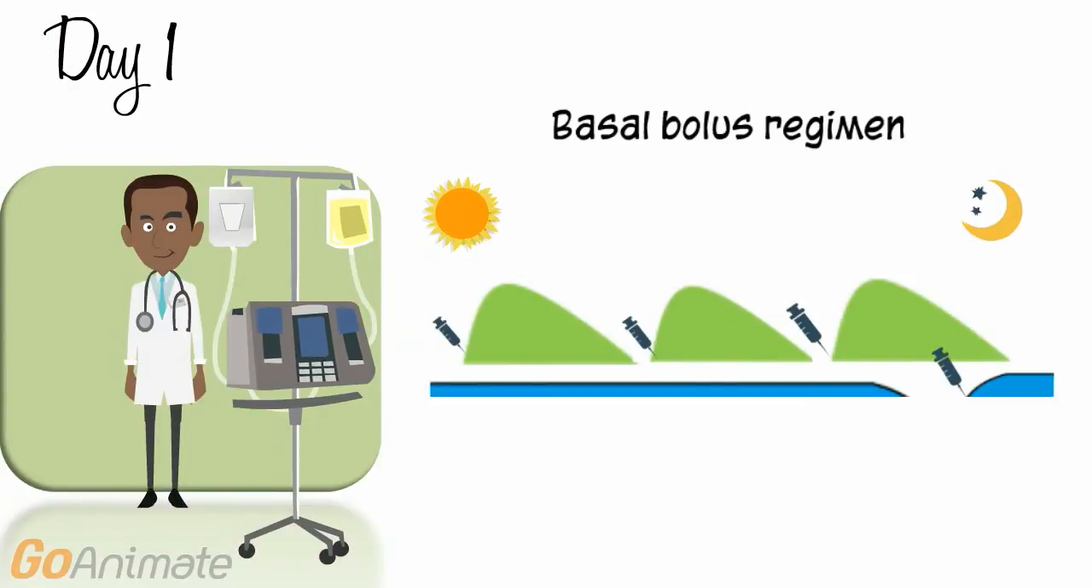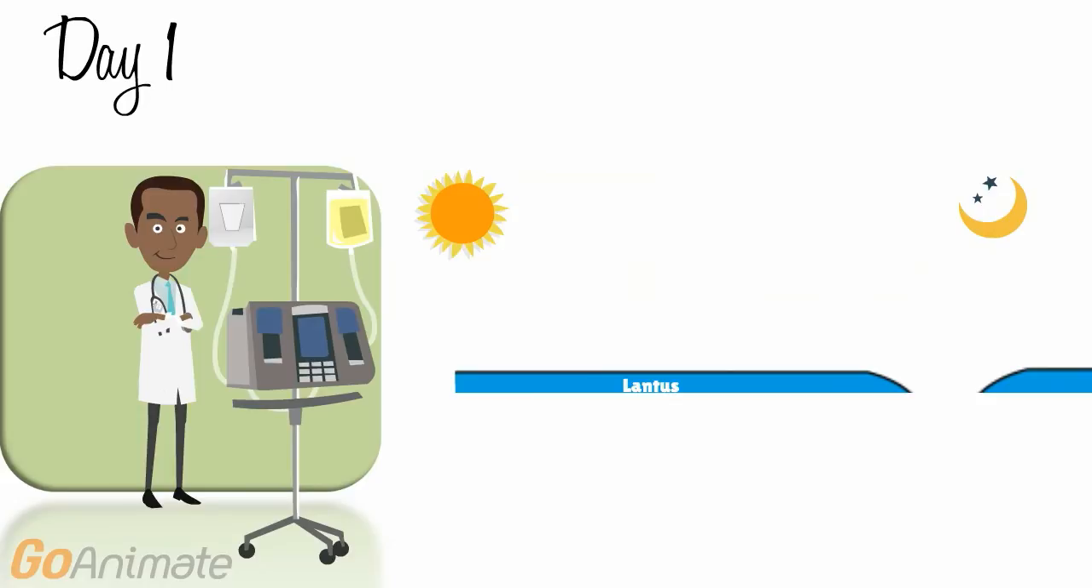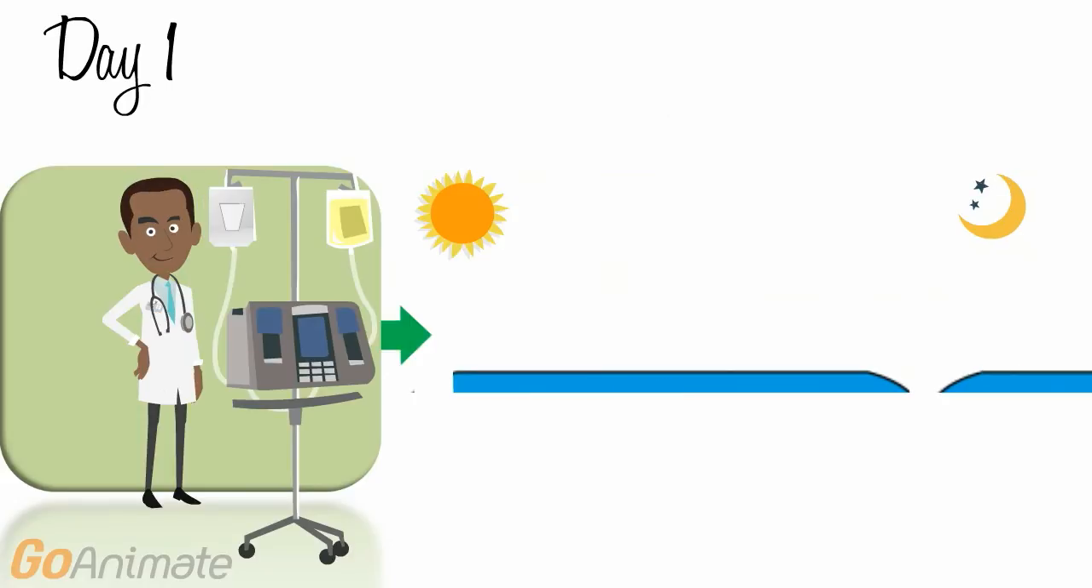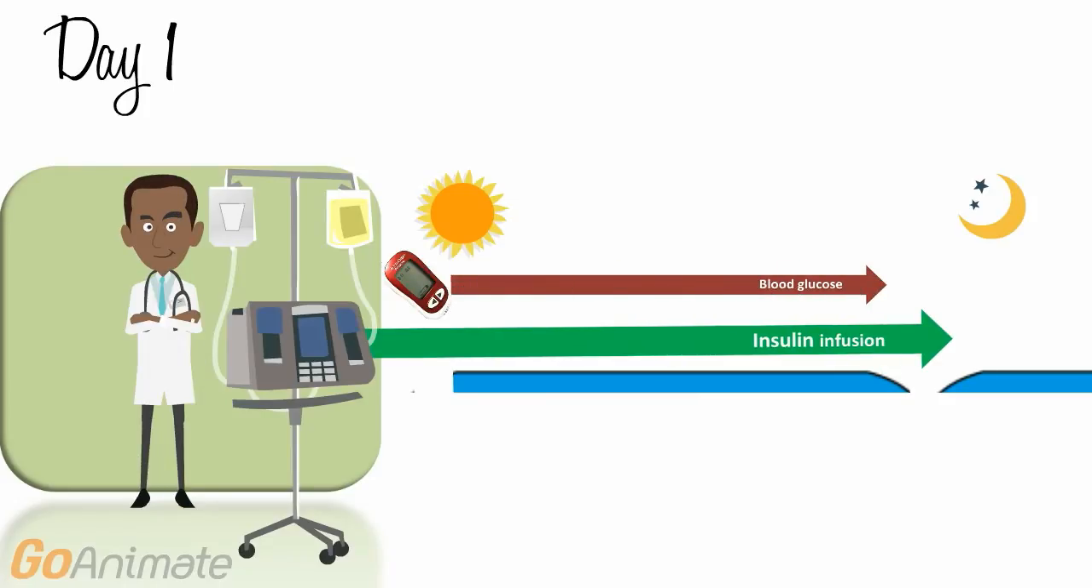So, what did Bobby do? Bobby stopped the regular mealtime insulin but continued the background insulin, along with insulin infusion. This kept the blood glucose levels stable.